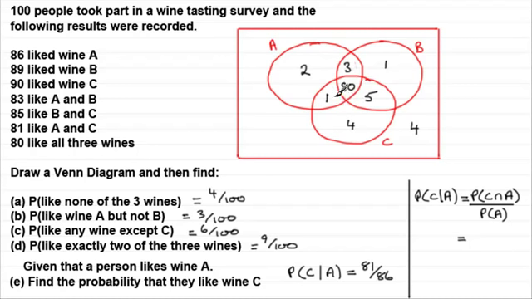It's 81 out of 100. You've got to be careful there, it's out of 100. So 81 out of 100, and that's divided by the probability of A. Probability of A, someone liking wine A, is in here, and if you add up those numbers, we know it comes to 86. So it'd be 86 out of 100. And if you work this out, you will find you get 81 out of 86.